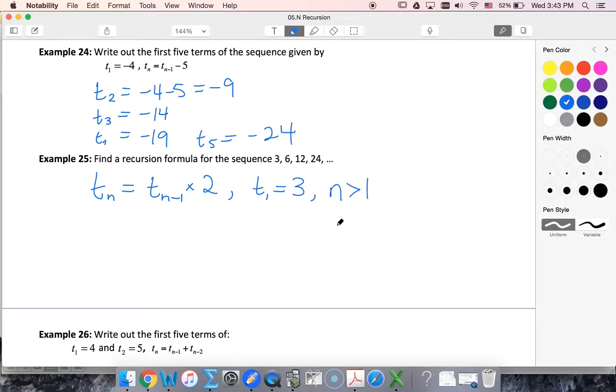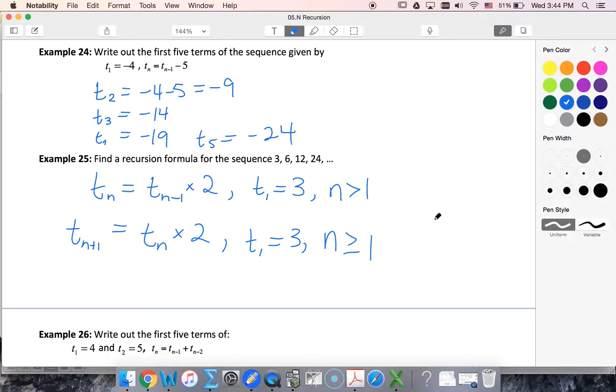The other way we sometimes see recursive formulas is to say t sub n plus 1 is the nth term times 2. So the next term is the previous term times 2. In this case, we would still need to say that my first term was 3, but in this case, I would say n is greater than or equal to 1, because now when I plug in my 1 here, I'm going to get my second term.